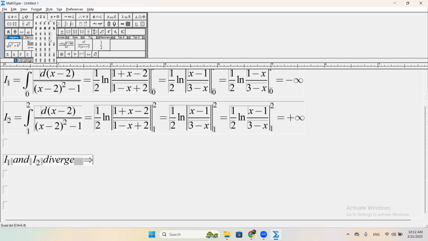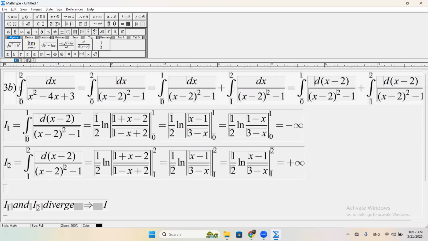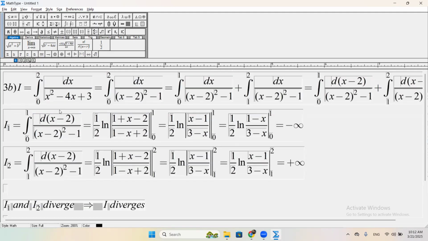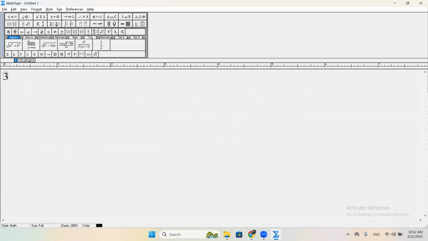So I diverges as well, yeah. So this integral. Any questions about this exercise? So be careful. Also take into consideration all points of the segment of integration. Okay, if no questions, let's move to the next exercise.